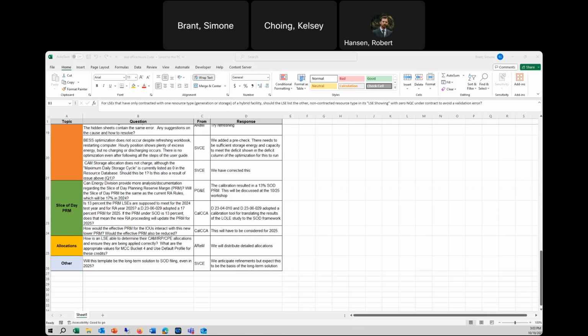Let's see. Are either of the hands that are up additional questions, or did you just not lower your hand? Rich, do you have another question? No, I'm sorry, I just forgot to take my hand down. Okay. Donald?